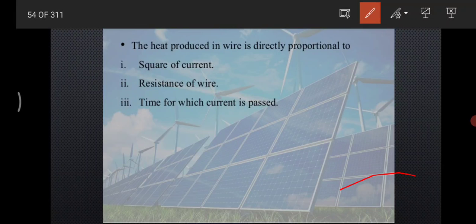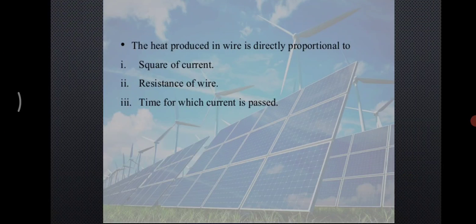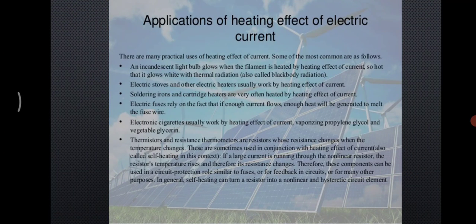Next comes the applications of the heating effect of electric current. There are many practical uses of the heating effect of electric current. Mostly they are as follows. In an incandescent lamp the bulb glows. You might have seen a 60 watt bulb or 100 watt bulb. The filament inside gets heated up and it glows. That is one of the applications.